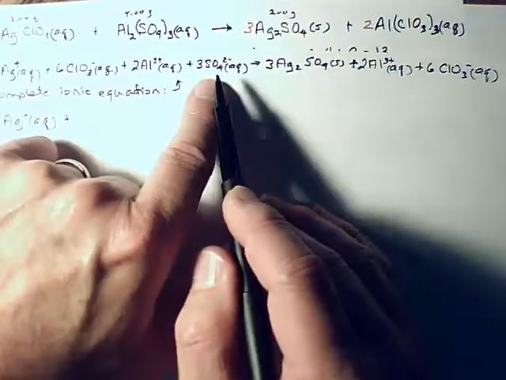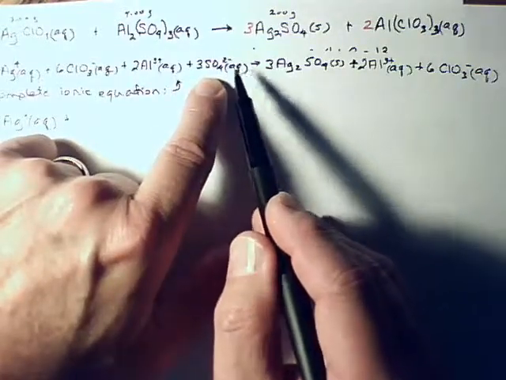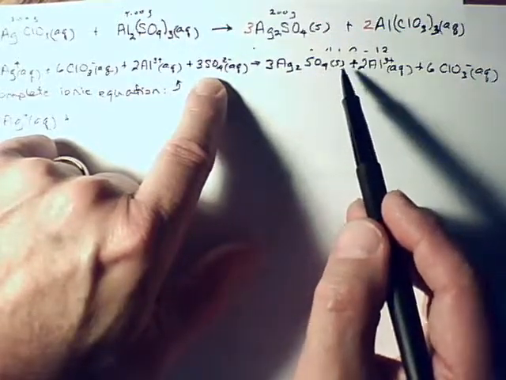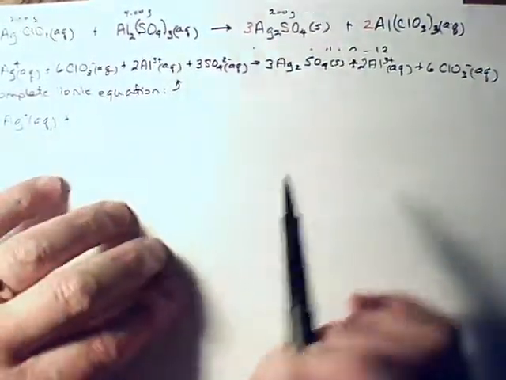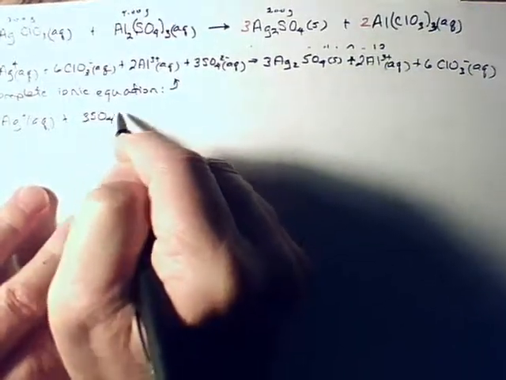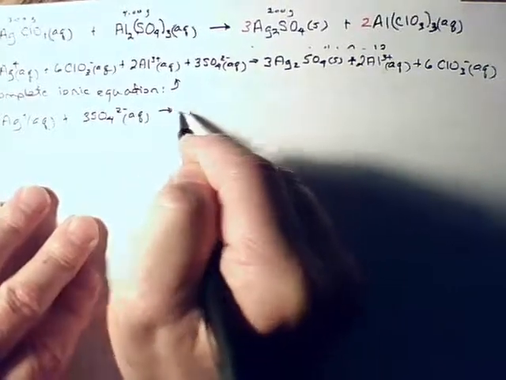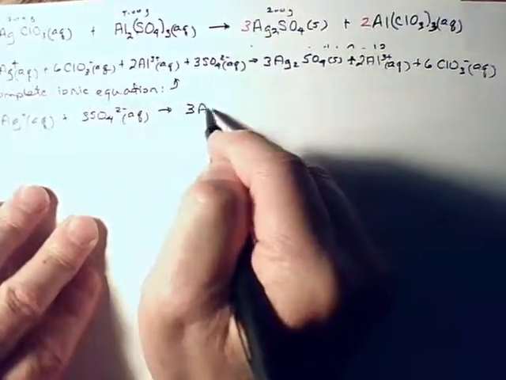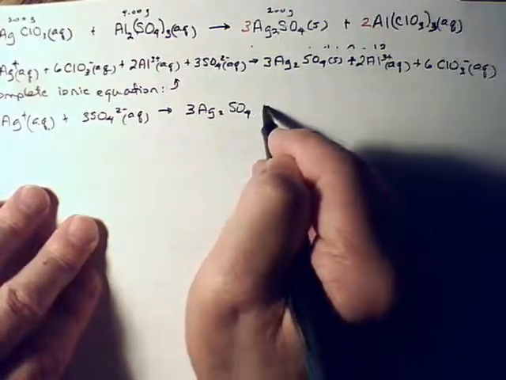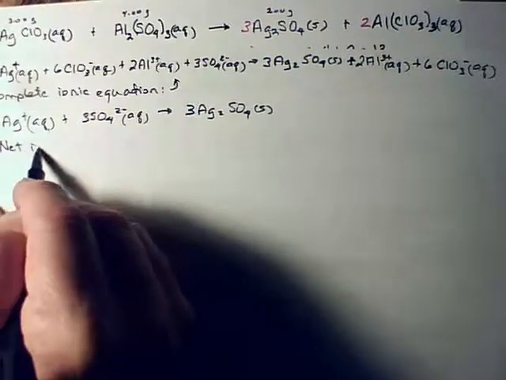Here's a sulfate ion. It is 3 separate sulfate ions. They have the charge. They're aqueous. That's not what I have here. This sulfate is part of a solid. That's changing. We're going to keep that. And this is a net ionic equation.